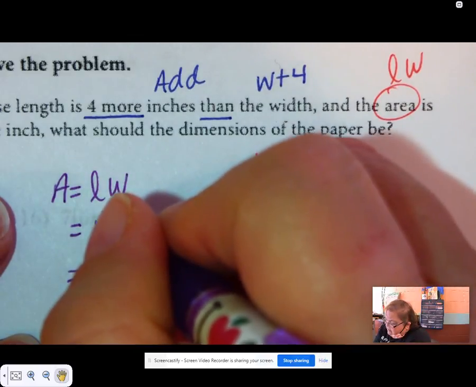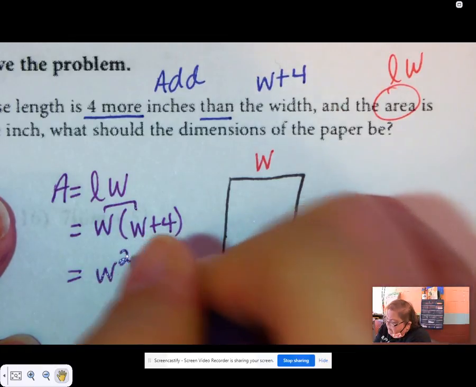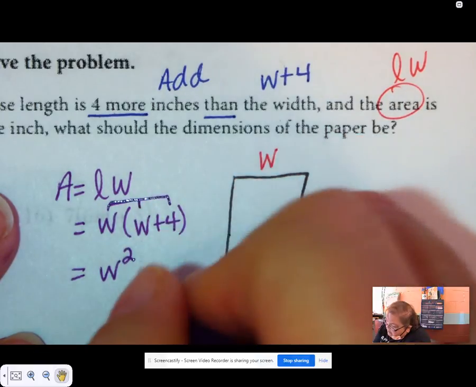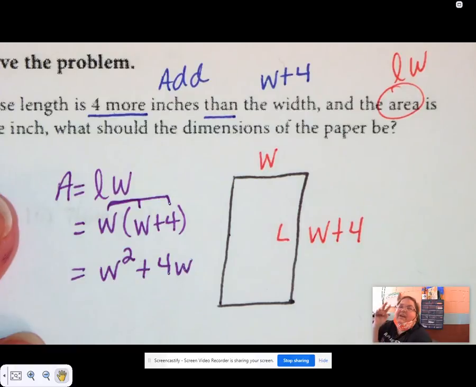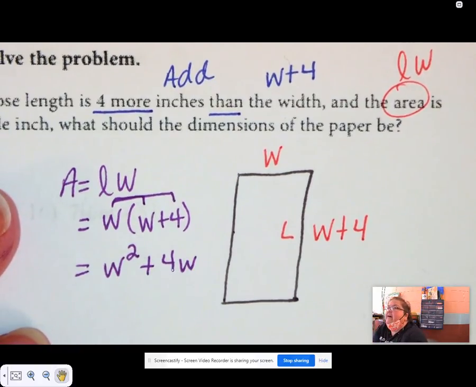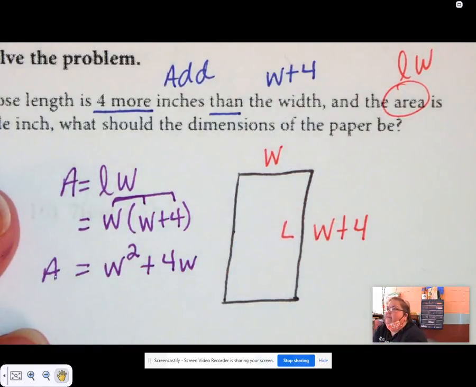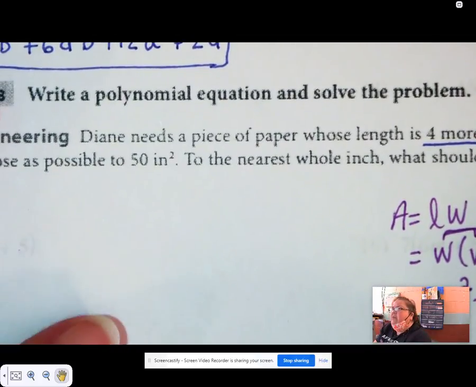What is W times W? W to the second power. What is W times 4? 4W. Yeah, put that number first. Okay, so this is my area polynomial. Now we've got a dimension. It says if the area I want to get as close as possible to how many inches squared?